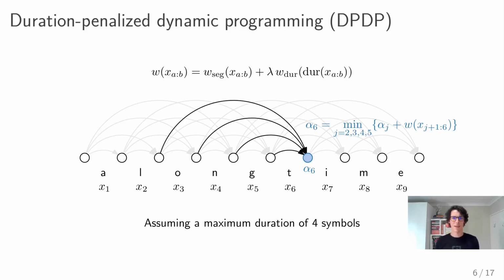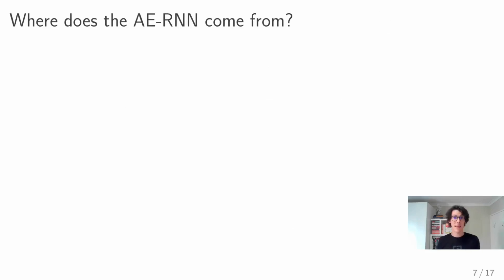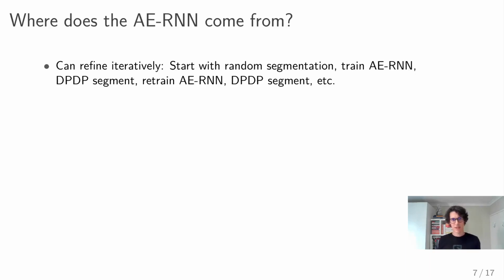Okay, so pretty simple. There's one big question: where does the AE-RNN come from? And here we've got a number of options. The one option is to iteratively refine the AE-RNN. So you start with some random segmentation, just placing boundaries randomly, and then you train an autoencoding recurrent neural network on top of those random segments. Then you can use that AE-RNN to do duration-penalized dynamic program segmentation. Okay, so then you get new segments. Then you can retrain the AE-RNN on those segments. Then you can do DPDP segmentation, retrain the AE-RNN, and so on.